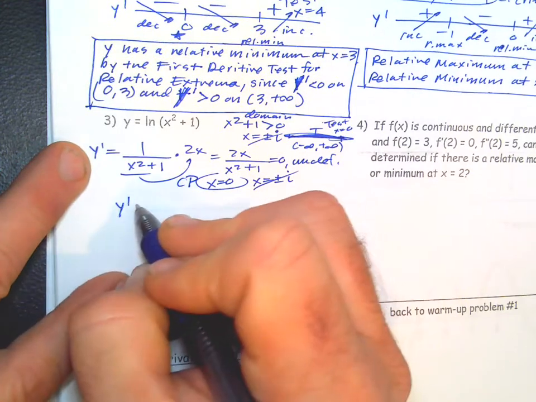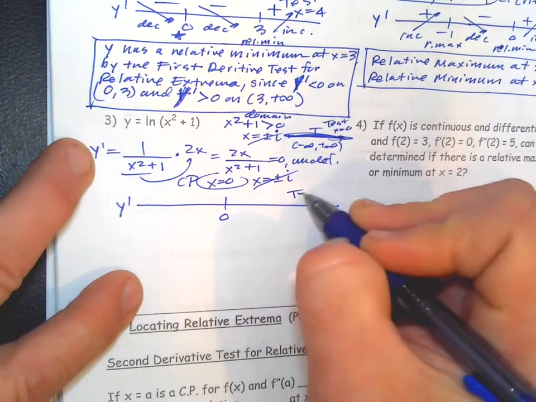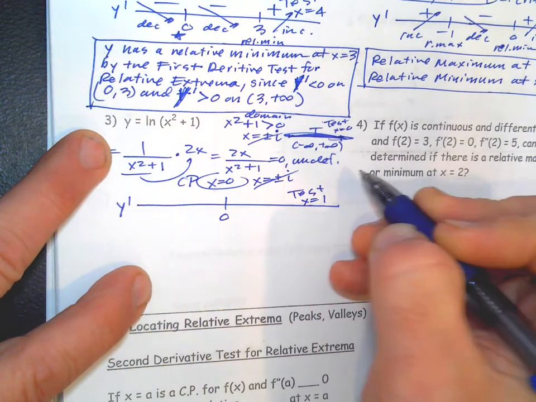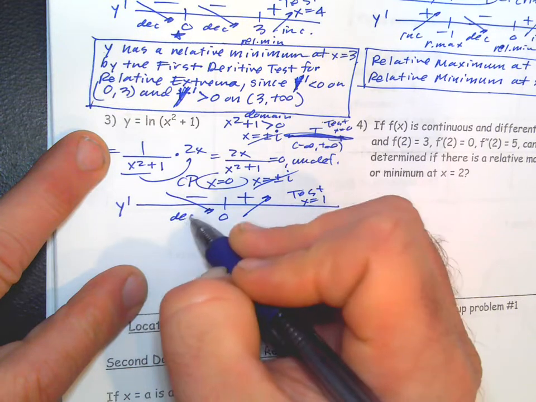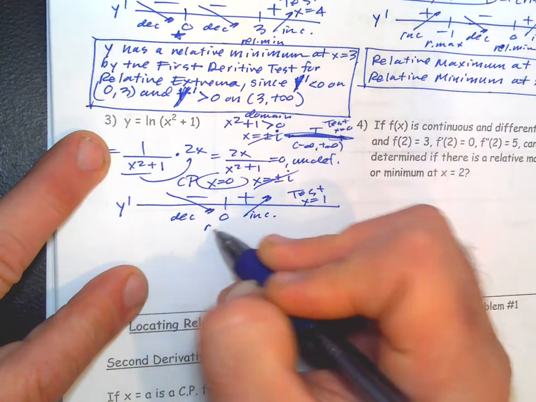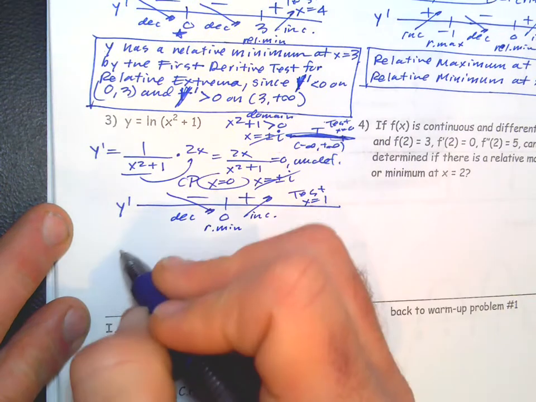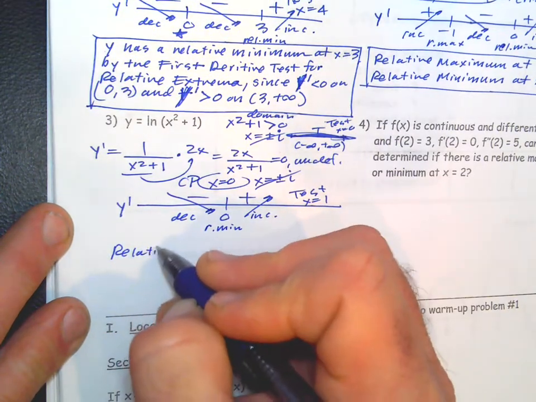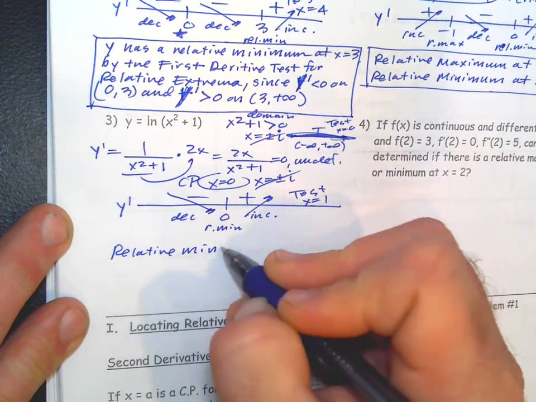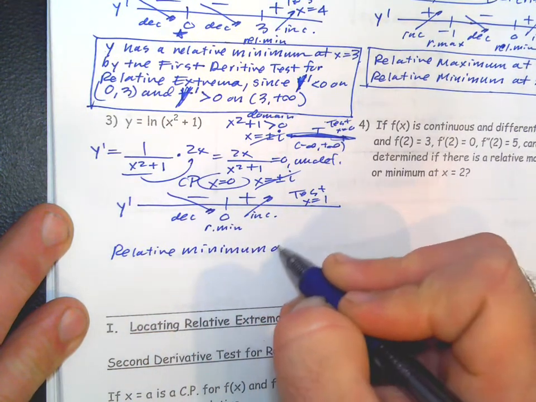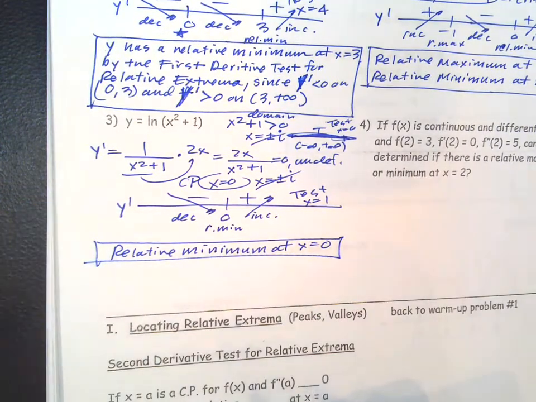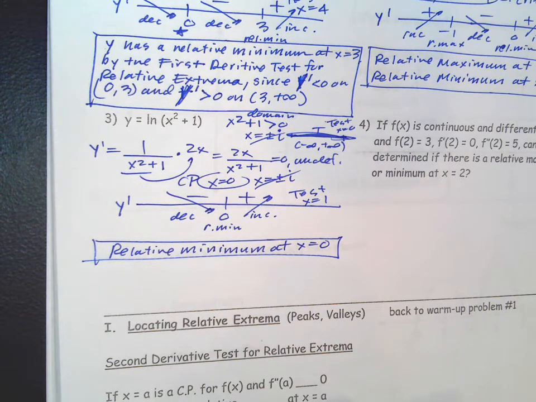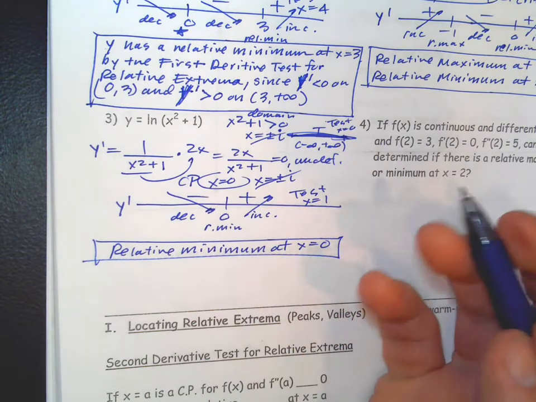So we're going to do a line check. At 0, test a point. x equals 1, positive; negative. Little arrows with the slopes: decreasing, increasing, relative min. So there's a relative minimum at x equals 0. That's just the answer. If you want to justify it, say by the first derivative test for relative extrema, since y prime is negative for x less than 0, y prime is positive for x greater than 0.